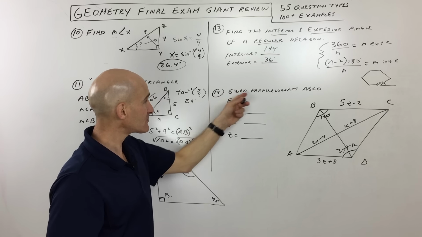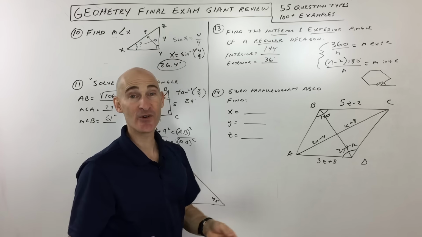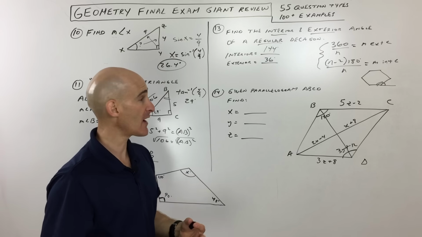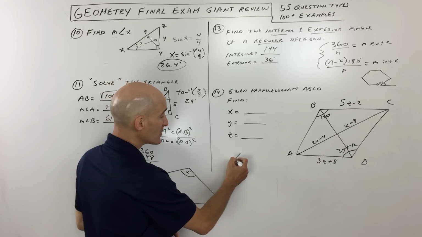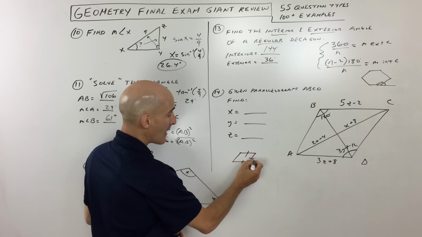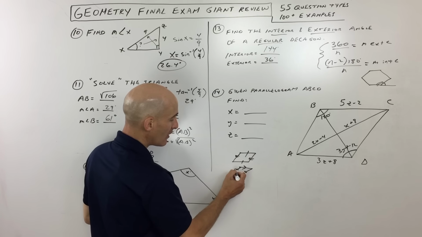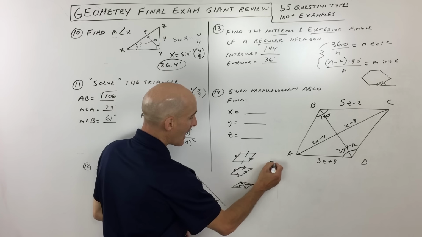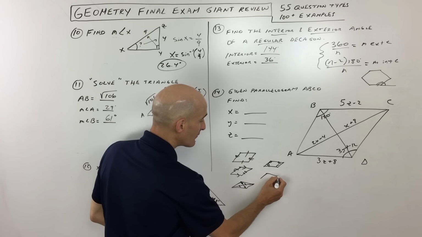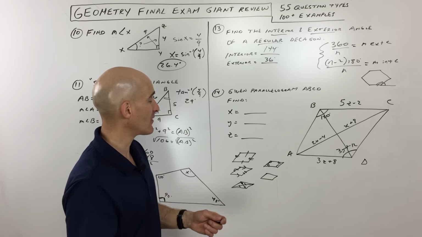Okay, number 14. It says, given parallelogram ABCD, find X, Y, and Z. Okay, so what they're testing us on, we kind of moved over to quadrilaterals in this section. But what we're talking about are parallelograms. So just a quick review. This is what you want to know about parallelograms. The opposite sides are congruent. The opposite sides are parallel, right? The diagonals bisect each other. They cut each other in half. The opposite angles are congruent. And the consecutive angles are supplementary, meaning the ones that are next to each other add up to 180 degrees. So those are some of the properties of parallelograms.